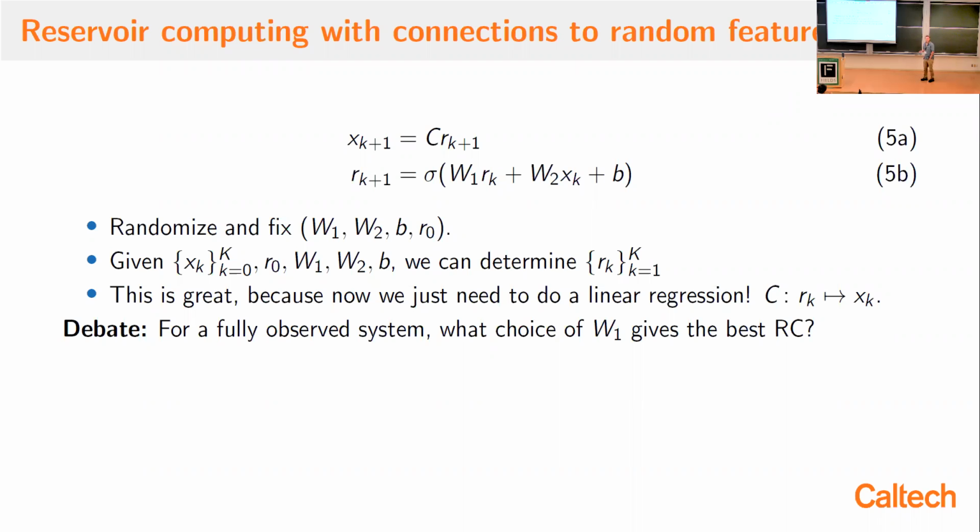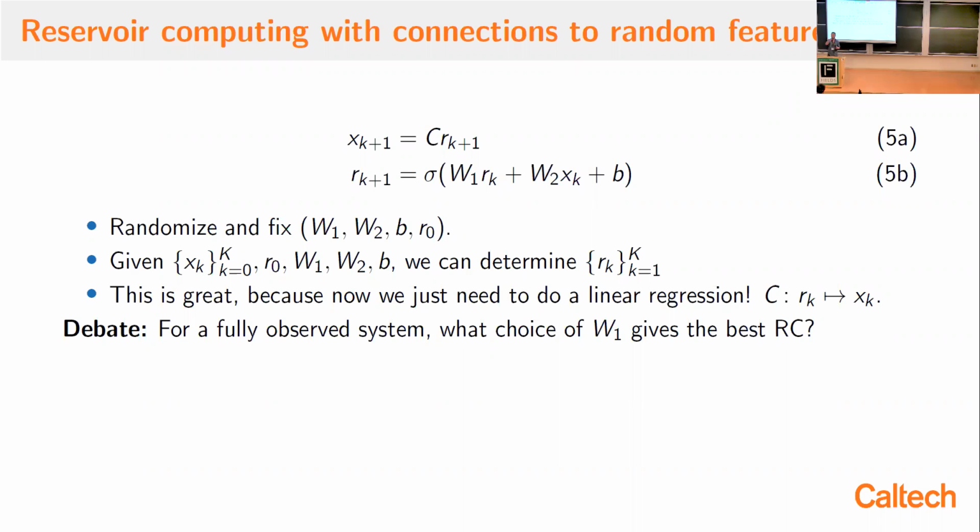Okay, so here's a question for y'all. If it was actually a fully observed system, so say X_k represents the full state vector of the original system, what is the best choice for W1 that I can make? Does anyone have any thoughts on this? This is where I get to have my water.